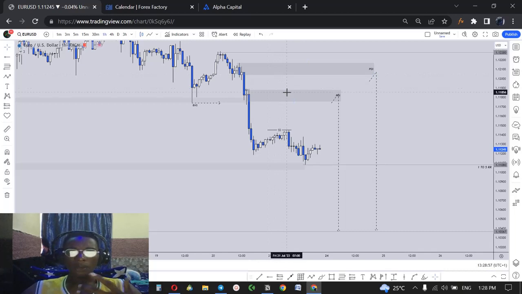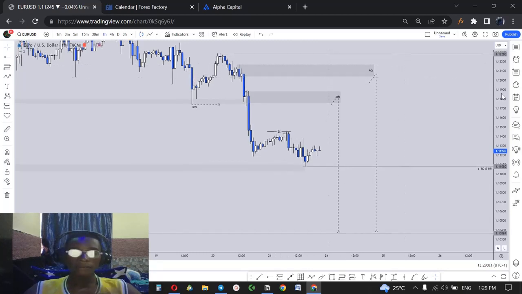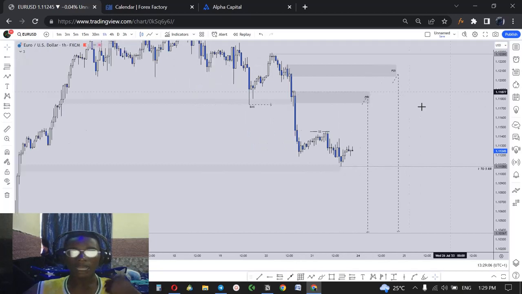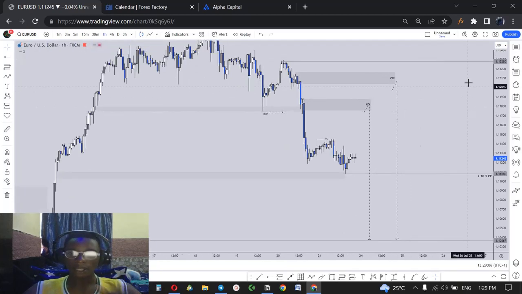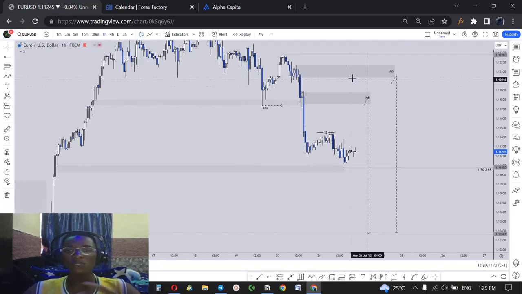So we can see we have this supply zone right here unmitigated. Potentially, I'm really looking at price should come. If this supply zone right here fails to give me my lower time frame confirmation, I'll be looking forward to this supply zone right here for a mitigation, right? So this is what I'm really looking at on EUR/USD. It's a very simple and sound trade idea.